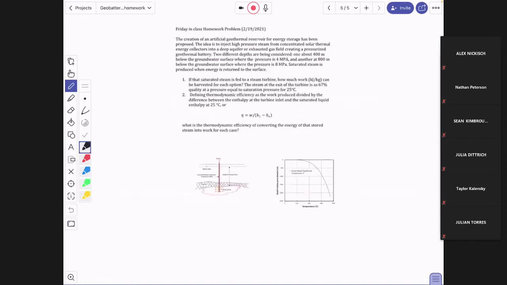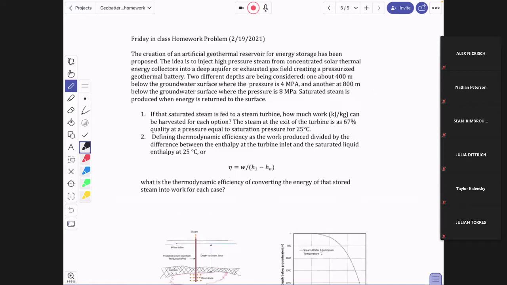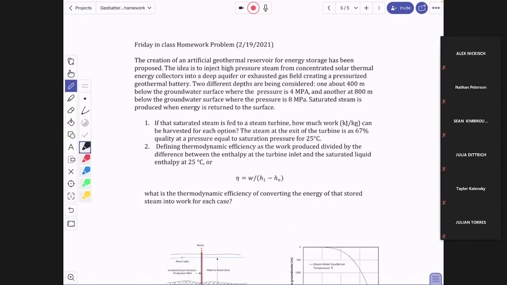Okay, so when we look at our problem, the creation of an artificial geothermal reservoir for energy storage has been proposed. Two different depths are being considered. One about 400 meters below the groundwater surface where the pressure is 4 megapascals. And the other at 800 meters below the groundwater surface where the pressure is 8 megapascals. Saturated steam is produced when energy is returned to the surface.